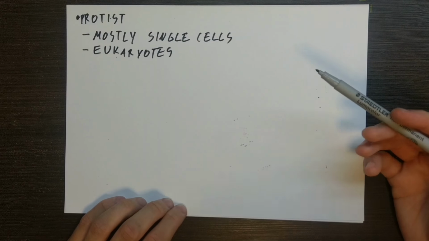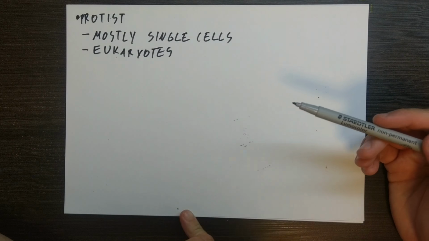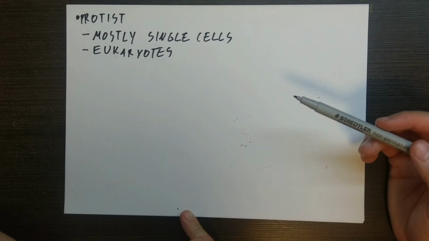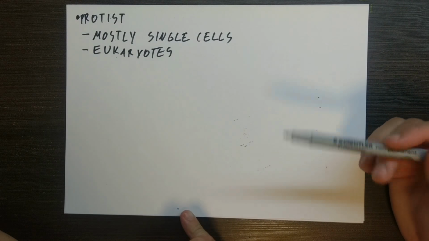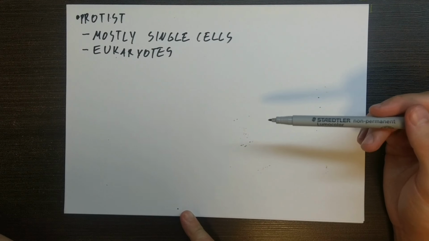Which means they have a nucleus, they have mitochondria, they have all the features that eukaryotic cells would have. Whereas bacteria are, of course, prokaryotes, so they are missing some of those features.